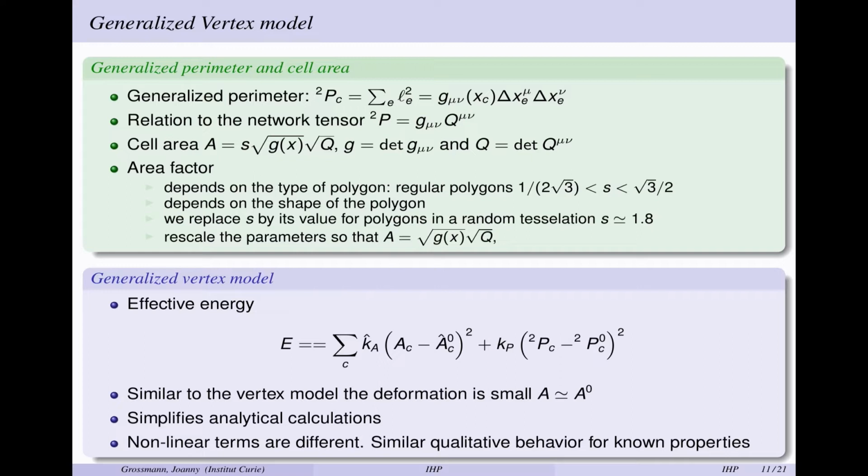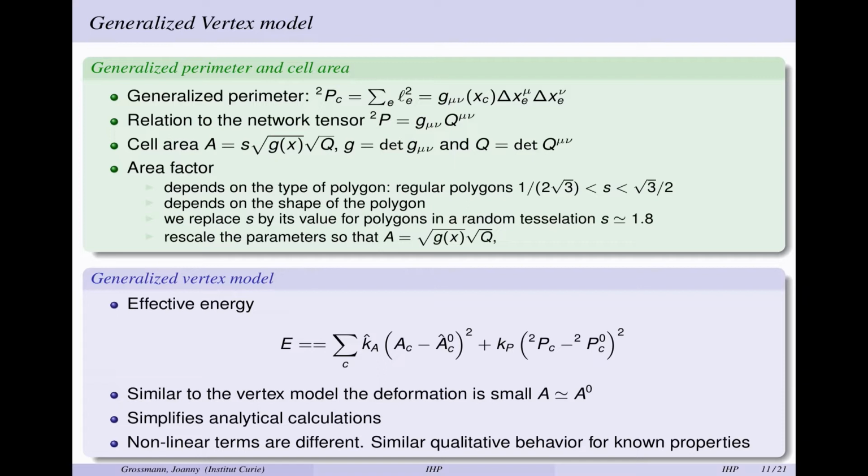If you are close to the reference perimeter, it's not too different. You can linearize, and at the linear level, it's more or less the same thing. At the nonlinear level, it's not the same. On all the properties that we could check, we found the same qualitative behavior. I will show you an example in a minute.